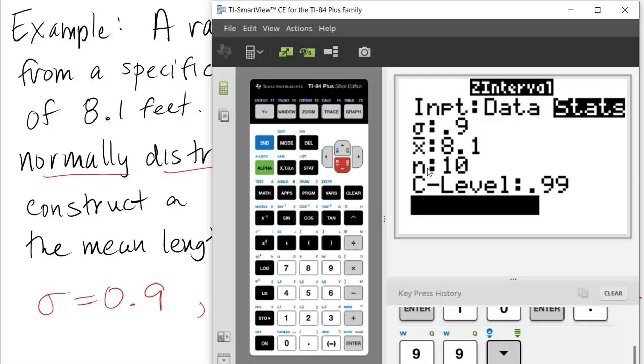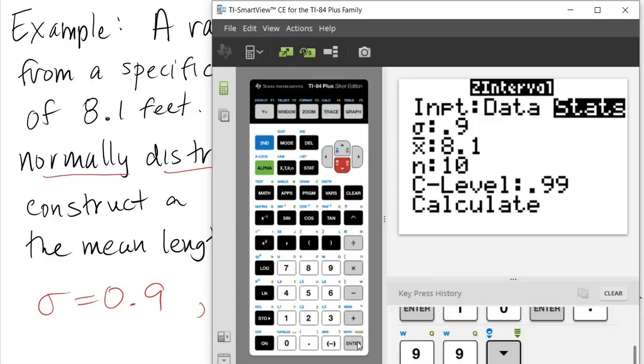Actually, before I do that, let me remind you what the calculator is going to do. It's going to take sigma and divide it by the square root of n, so 0.9 divided by the square root of 10. It finds the standard error. It then determines the number of standard deviations you have to go in a normal distribution to get 99% of the area, and it multiplies that number of standard deviations by the standard error. It then adds and subtracts that number to and from the sample mean in order to get the bounds of the interval, just like we did when we did it by hand in the previous video.